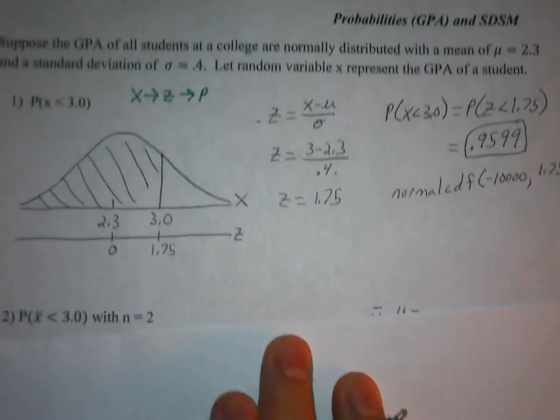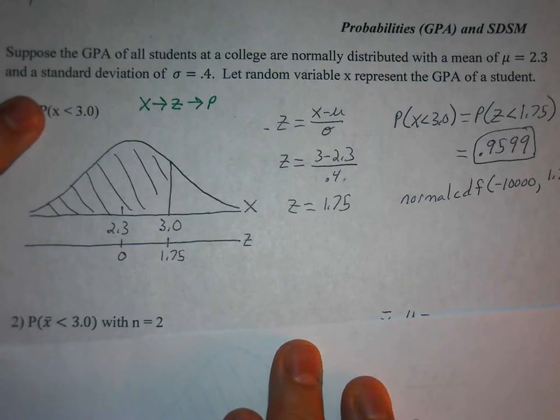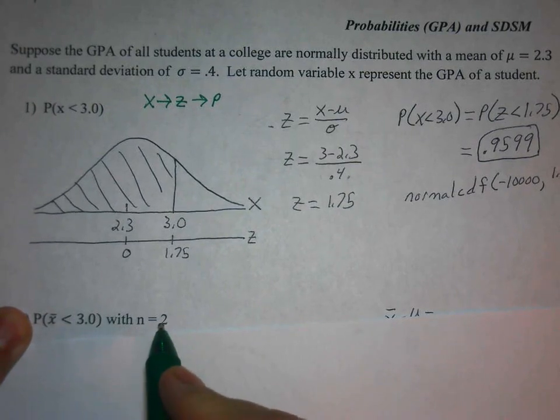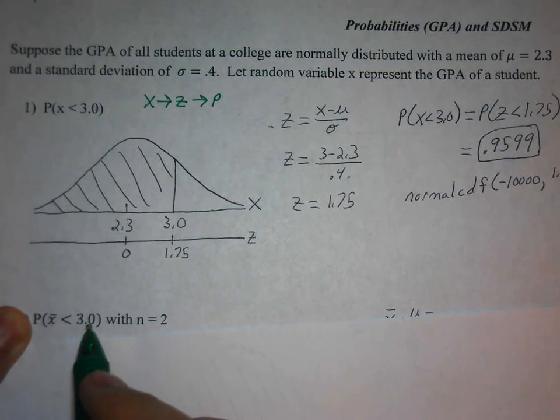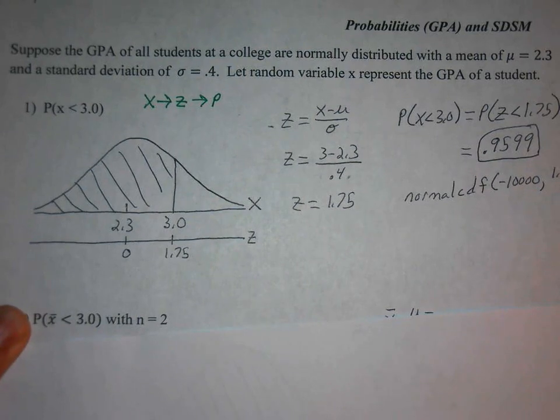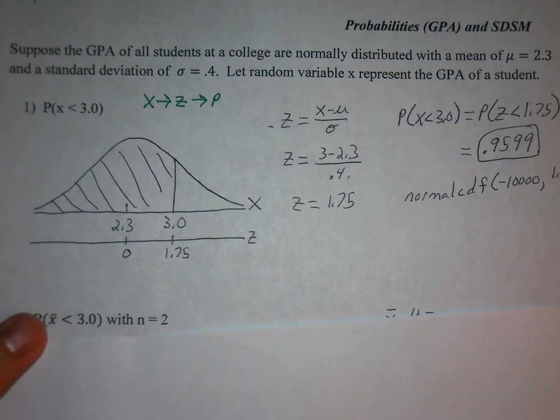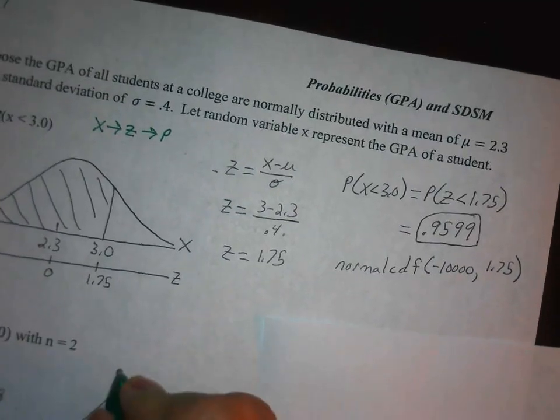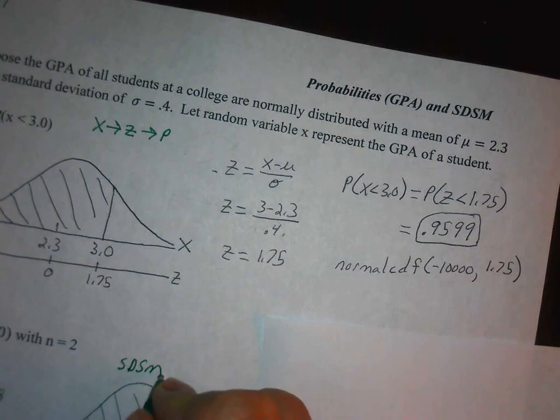So you have to look at how those are written. Probability x is less than 3, and here we have probability x bar is less than 3. The first one is saying the probability that one student has a GPA of less than 3. And down here we're saying what is the probability that a sample mean of 2 students has a GPA less than 3 on average. Now that we're looking at an x bar value, we have to look at a sampling distribution of sample means, an SDSM.